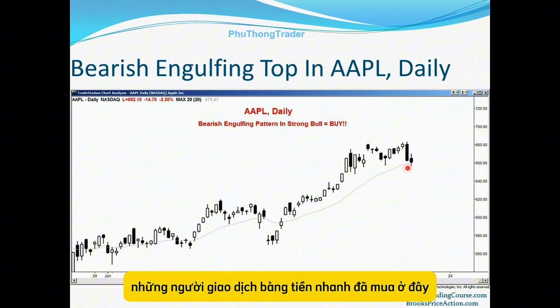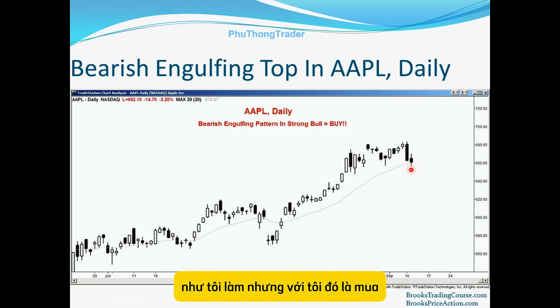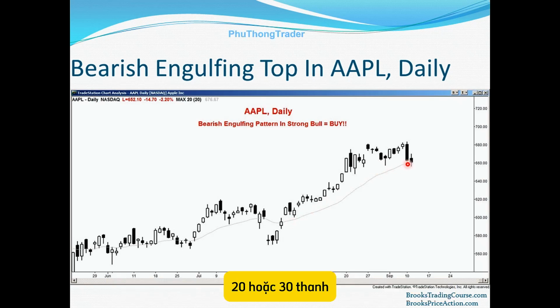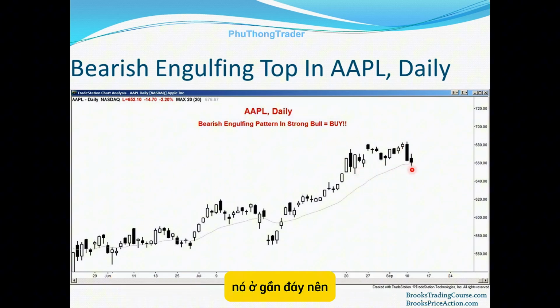Okay? So those traders on Fast Money were buying down here at the close of this bar around the moving average. They don't use the 20-bar exponential moving average like I do, but to me that's a buy. The market has not touched the moving average in 20 or 30 bars, and it's a strong bull trend, possibly forming a trading range, but in any case, if it is, it's near the bottom.